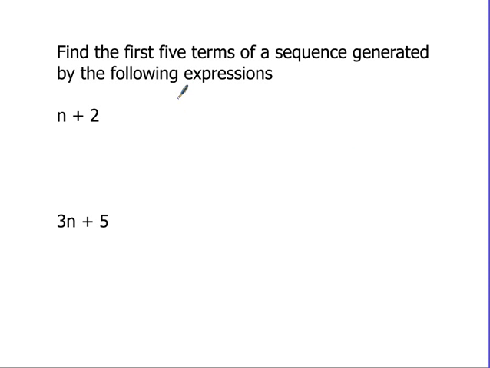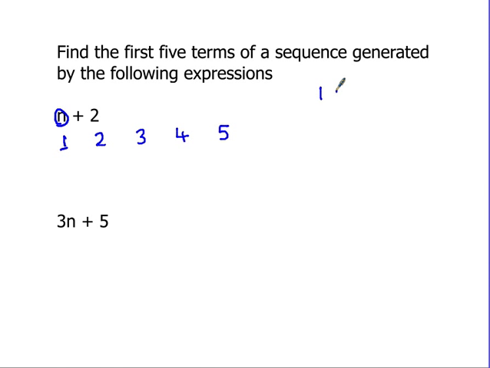Find the first terms of a sequence generated by the following expressions. So we need to find the first, second, third, fourth and fifth terms here. If we want to find the first term, all we're going to do is replace this letter, n, with the number of the term that we want. So if I want the first term, I'm just going to put 1 into there.